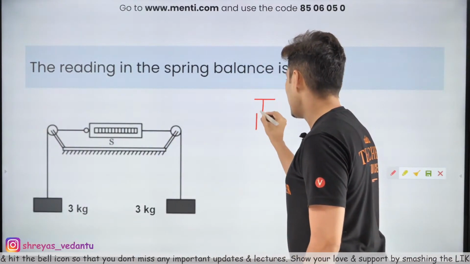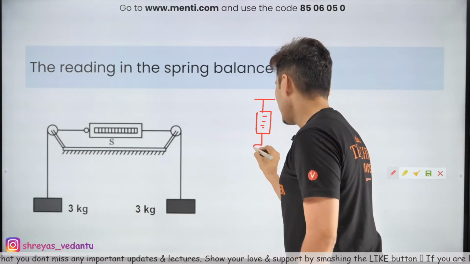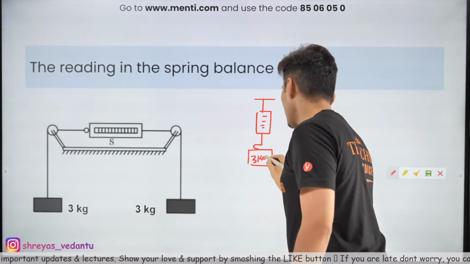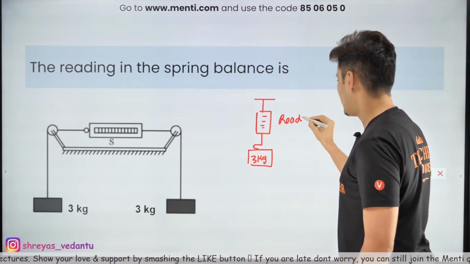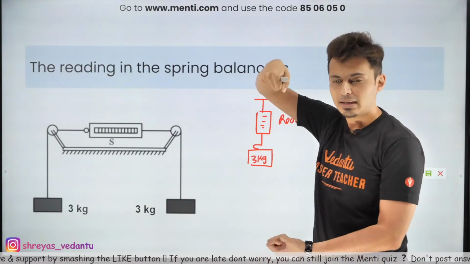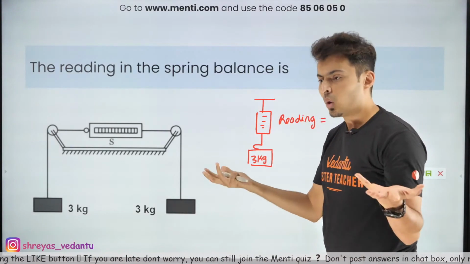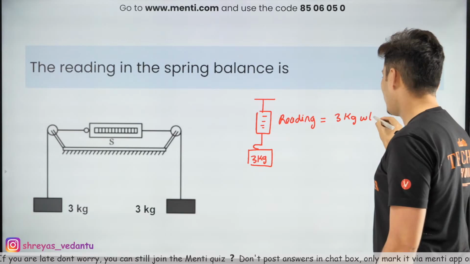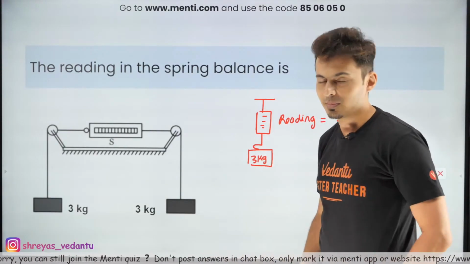If I take a spring balance, and if I attach a 3 kg mass over here, what will the spring balance show? What would be the reading shown by the spring balance? Come on, quickly tell me. If I suspend a 3 kg mass, how much reading will it show? Obviously, it will show 3 kg weight. That's the job, right? If it doesn't show 3 kg, then you'll be like, what nonsense? It's not a spring balance.